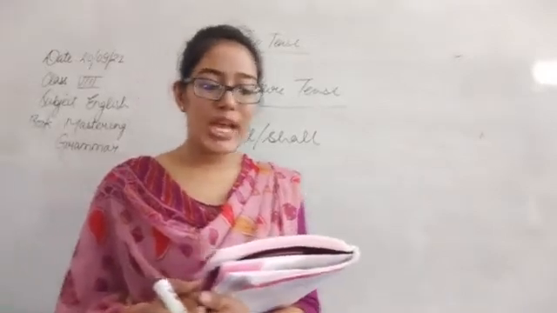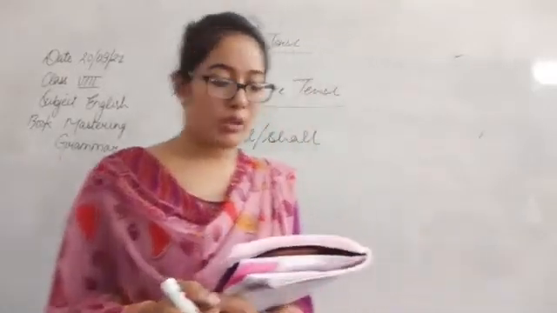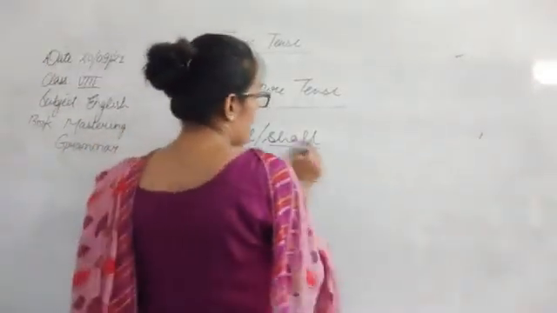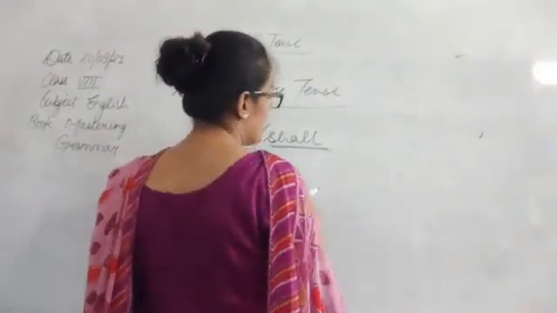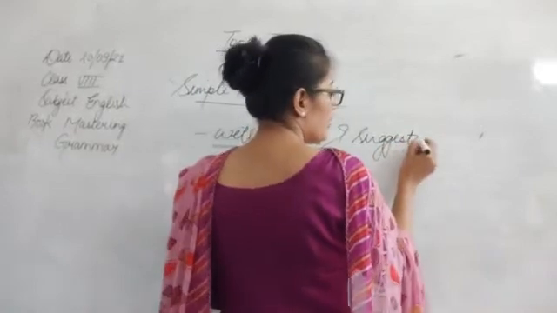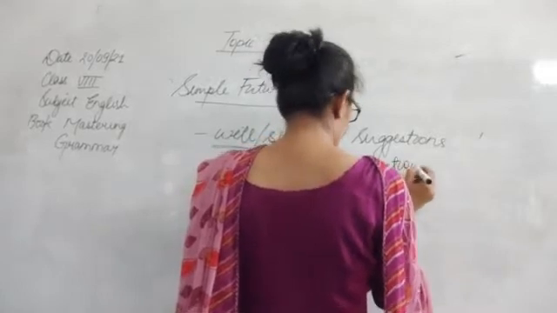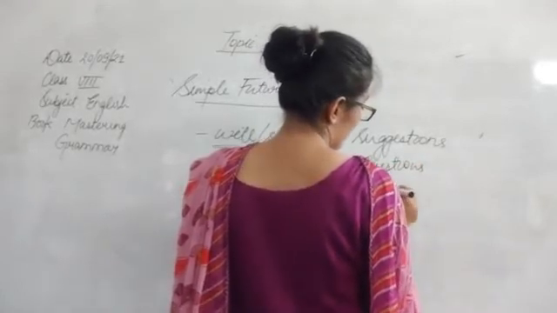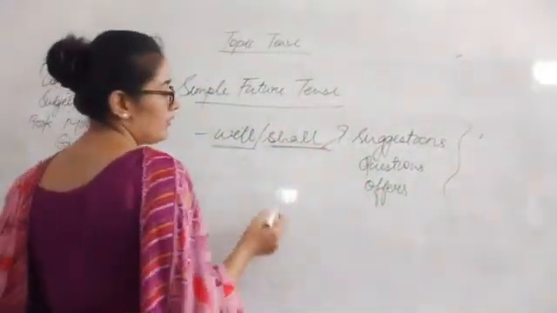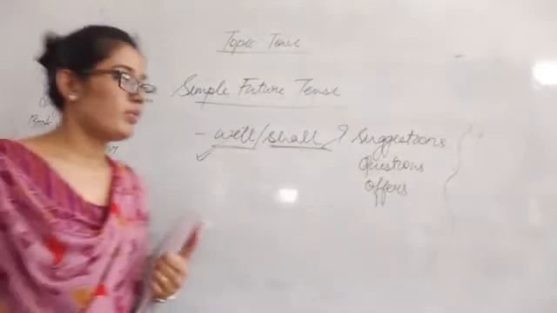Then these days, shall is mainly used to ask a question, to give a suggestion, or to make offers. So we have talked about what all things will is used for. Now we are talking about what all things shall is used for. So shall is used for suggestions, for questions, and for offers. But in modern English nowadays we mostly use will. We don't use shall much.